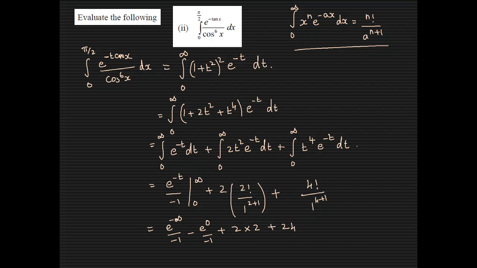Here e power minus infinity is 0, so the first term will be 0, and the second term will be minus into minus is plus, so plus e power 0 is 1. Okay, 1 plus 2 twos are 4, plus 24. So the answer is 29. So 29 is the answer for the second subdivision. Clear? Okay.